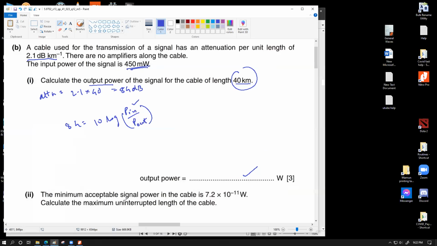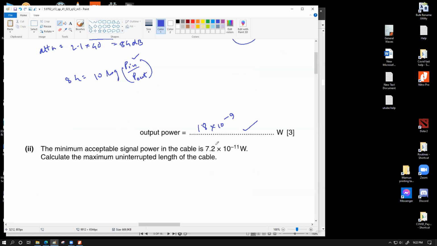Yes, right. 1.8 into 10 to the power minus 9 watt. Okay. And then it says the minimum acceptable signal power in the cable is this much.